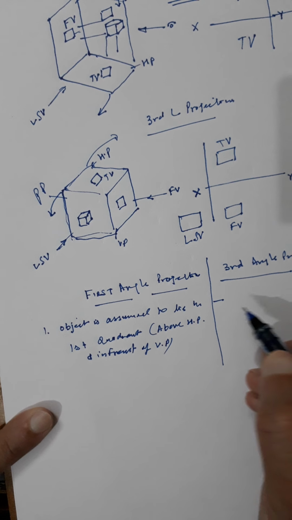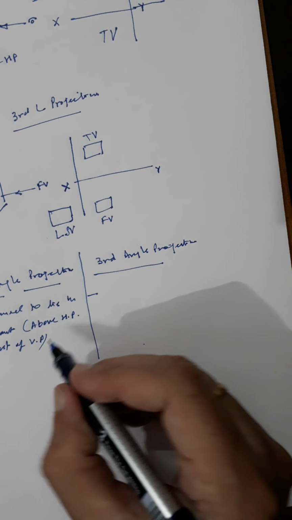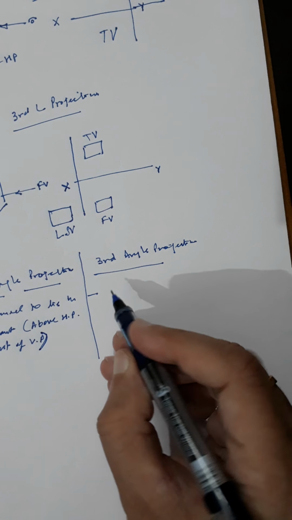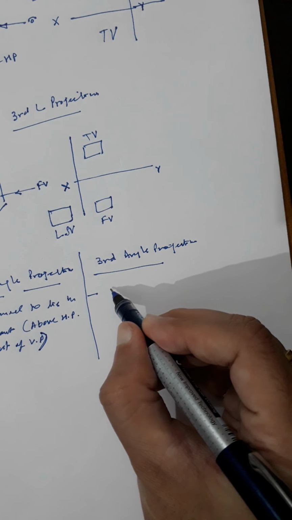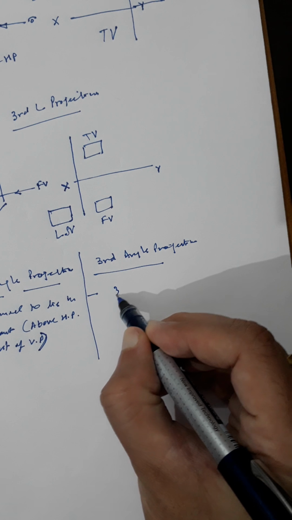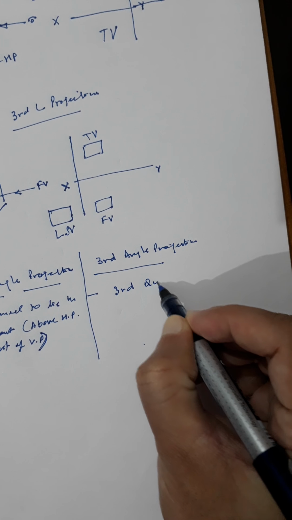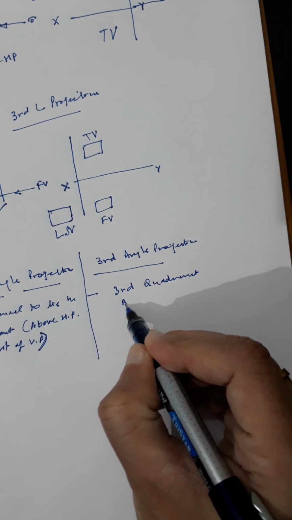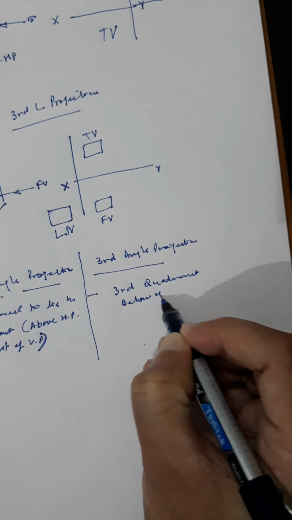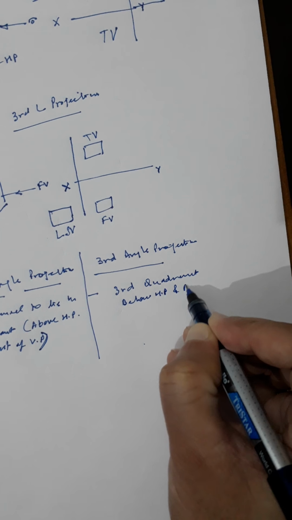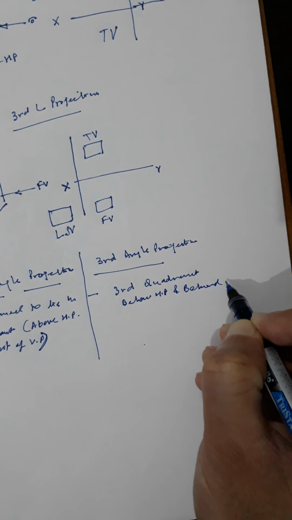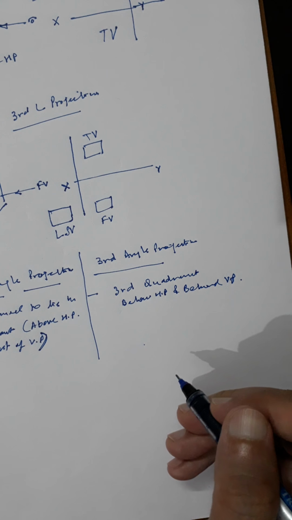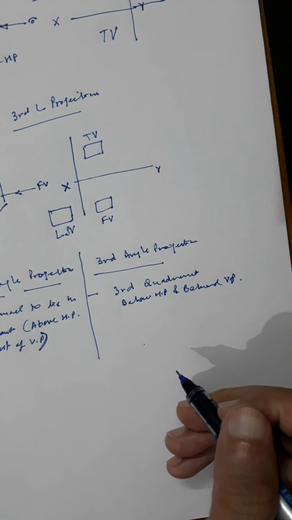Whereas in the third quadrant system, or the third angle projection, the object is assumed to be lying in the third quadrant, that is below HP and behind VP.